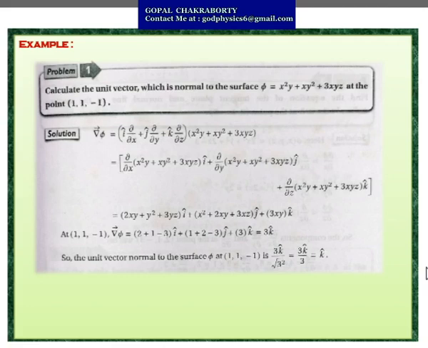Now you are asked to find the unit perpendicular. So you have to find the unit vector along the direction of 3k cap. A unit vector means that vector divided by the modulus of the vector. So here I have calculated 3k cap divided by the square root of 3 square, which gives you 3 cancelling out. So k cap is our desired unit vector, which is perpendicular to this surface.